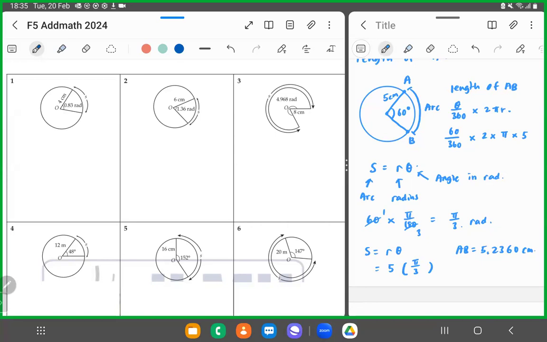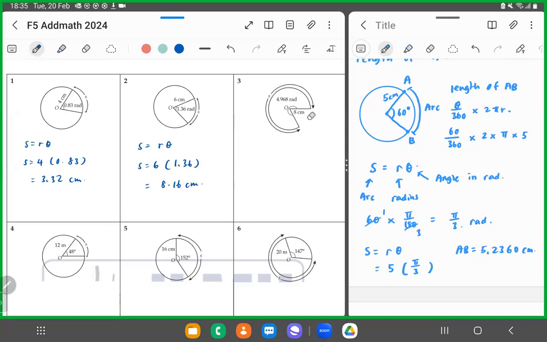Okay. So for the first one here, S equals R theta, S equals 4 times 0.83. This is radian already, so we don't need to change. So you will get 3.32 cm. Second one, S equals R theta, S equals 6 times 1.36. So you will have 8.16 cm.